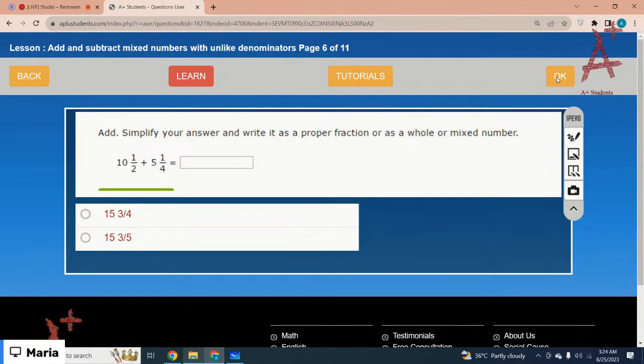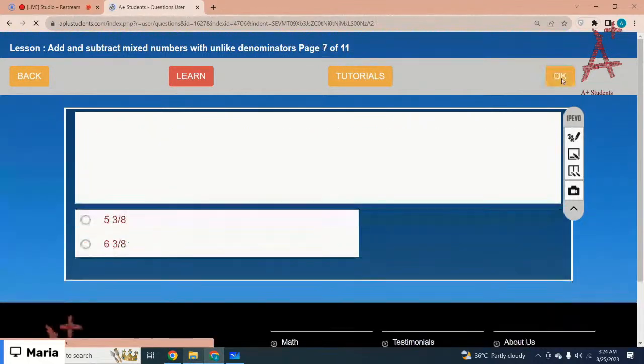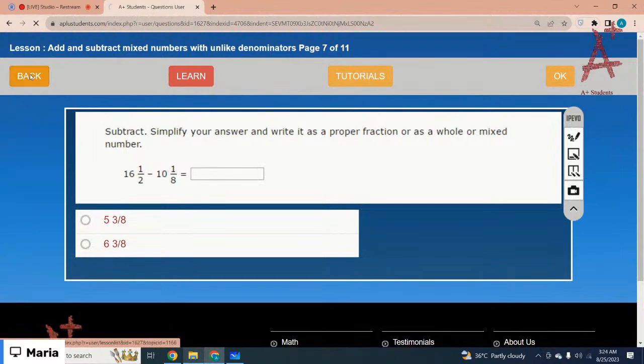It would be 15 whole 3 over 4. The correct option is 15 whole 3 over 4. Okay, you can complete the lesson by yourself later today. Let me just move on to the next lesson. The next lesson is the word problems for the same lesson.